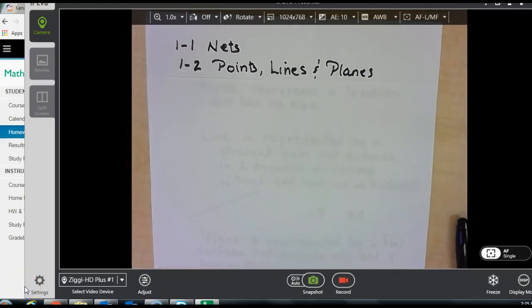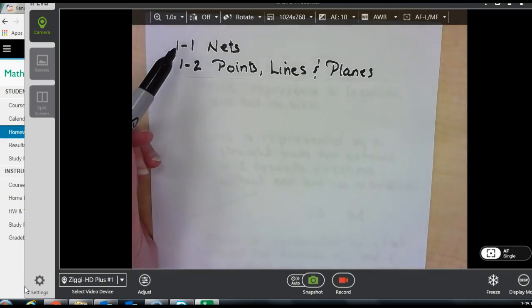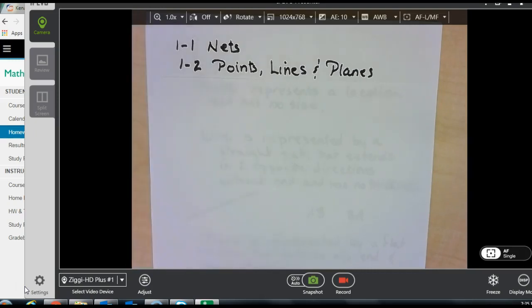Okay, so in geometry we have a lot of definitions we need to go through at the very beginning. And some of the definitions take a long time, so it's great to record them ahead of time. So, section 1-1 deals with nets. It's really fun. It would be great for you to look at, but we have no standards on it, so we don't really cover that. So we go on to 1-2, which deals with points, lines, and planes.